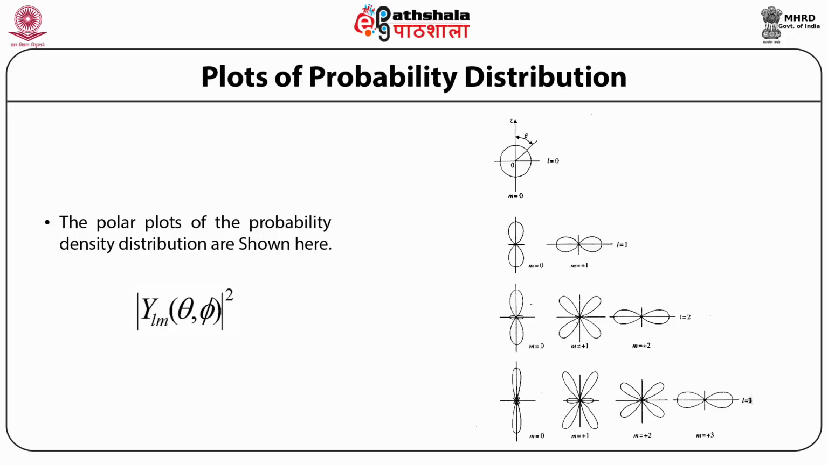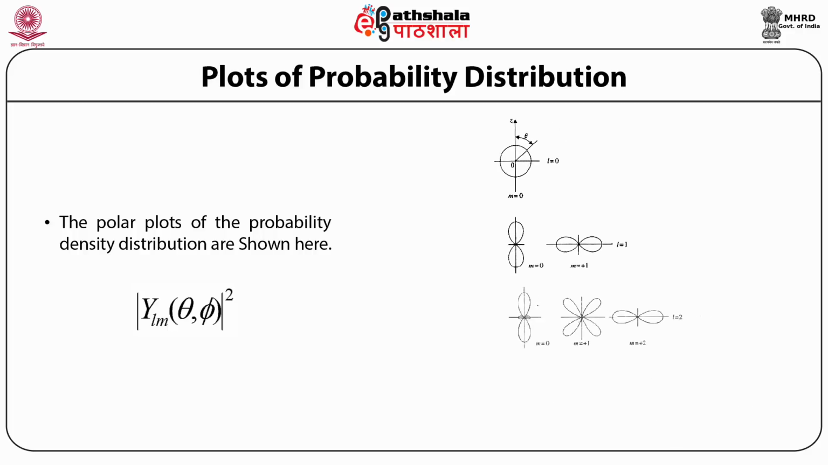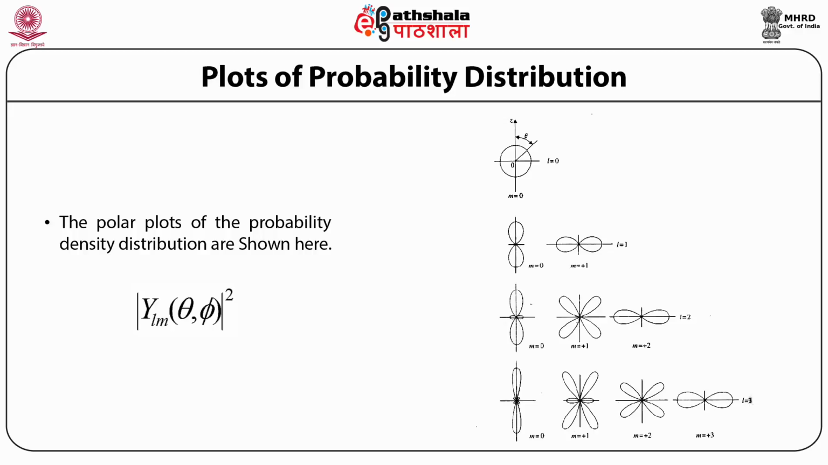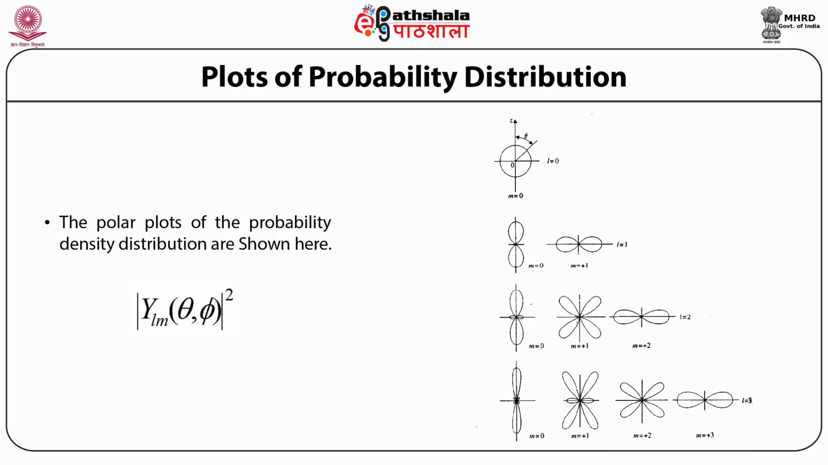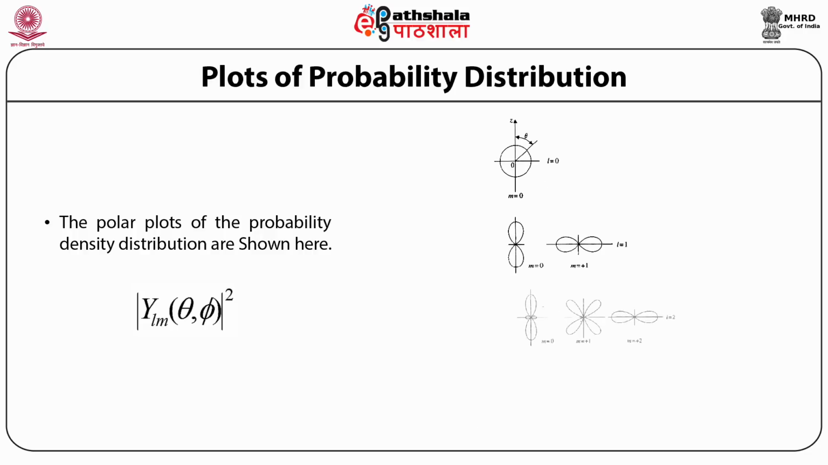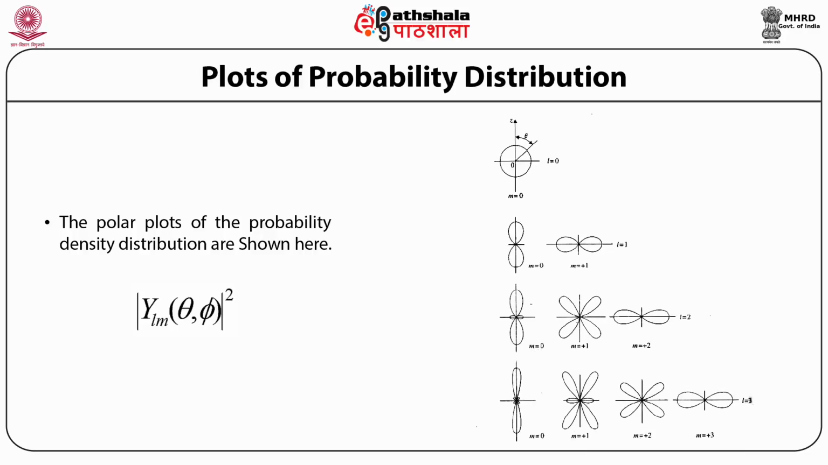Then if we look at the next case, that is L equal to 2, here we have three graphs corresponding to m equal to 0, m equal to plus 1 and m equal to plus 2. So for m equal to 0, we have the first graph, for m equal to plus 1 we have the second graph, and for m equal to plus 2 we have the third graph.